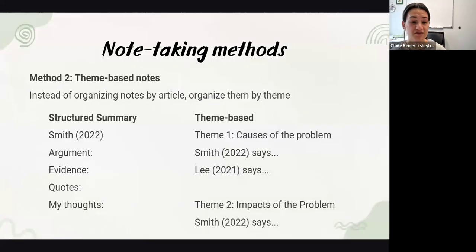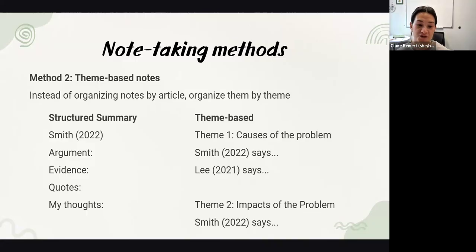Method number two is kind of theme-based. So instead of organizing your notes by article, organize them by theme instead. This is a really helpful method if you're in a social science class and you're doing a literature review. So the way that you're thinking through your topic is not this person said this, next article, this person said this, where you're simply going through and summarizing each article. Instead, you're synthesizing lots of articles based around a common theme.